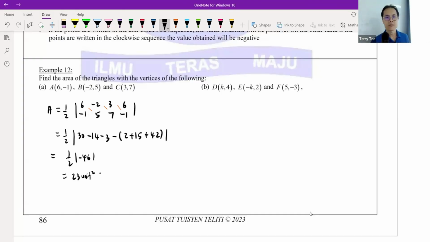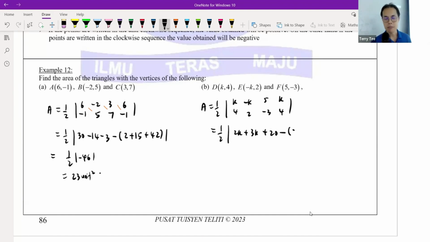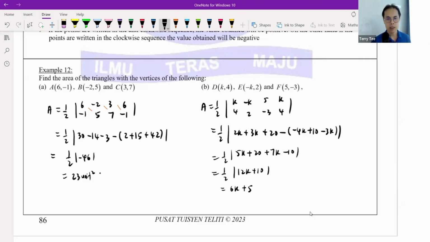Now, next one. For B, we take half x1, y1, x2, y2, x3, y3. Repeat the first point. So this is half of 2k plus 3k plus 20, minus the other way up, minus 4k plus 10 minus 3k. So this is 5k plus 20. This is 7k minus 10. Half of 12k plus 10. Answer 6k plus 5. In this case, just leave it like this. Don't need to do anything.